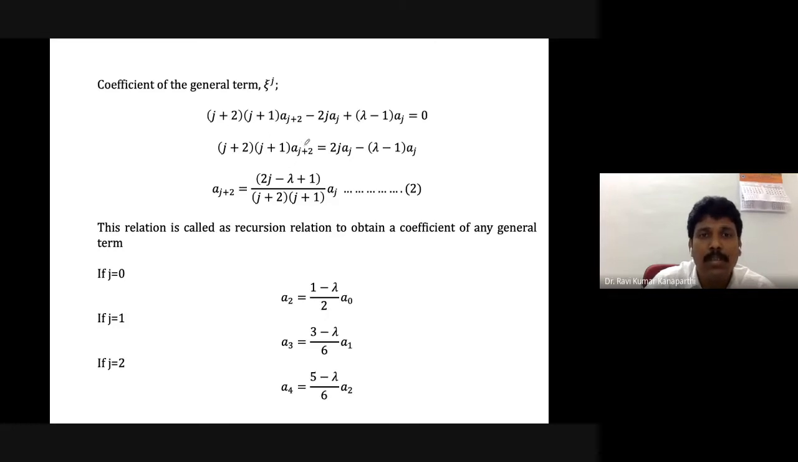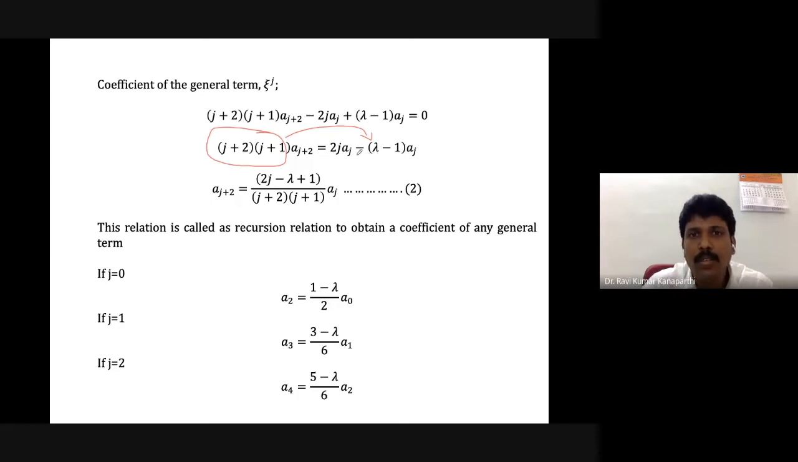Now I will try to rearrange the expression. I want an expression for a_{j+2}. So I will keep a_{j+2} here, and the rest of the other terms, that is (j+1)(j+2), I will move to the other side. This is what I will do.